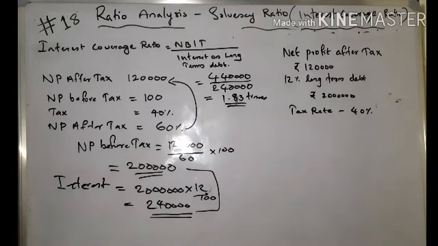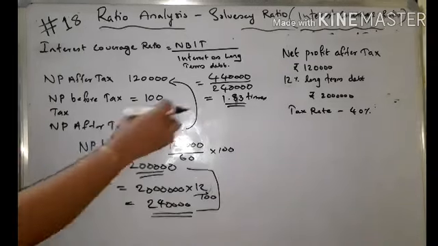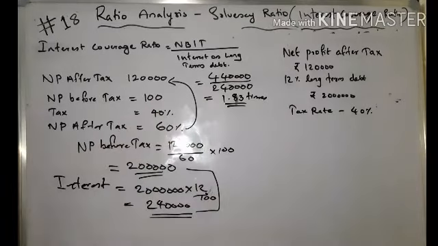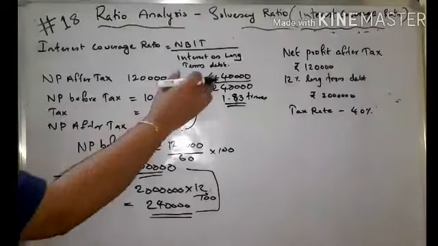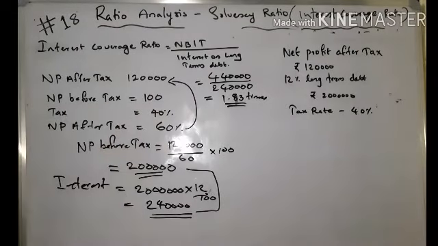That means to pay this 2 lakhs 40,000 interest, this particular company has 4 lakh 40,000 rupees profit before interest and tax. That means this company can easily pay off this interest on long-term debt. I hope you understood these calculations.